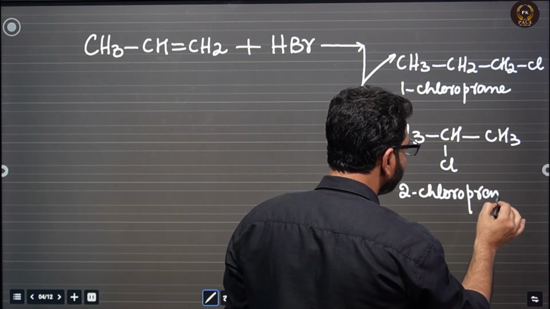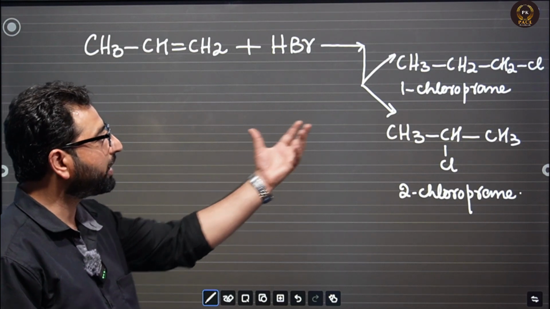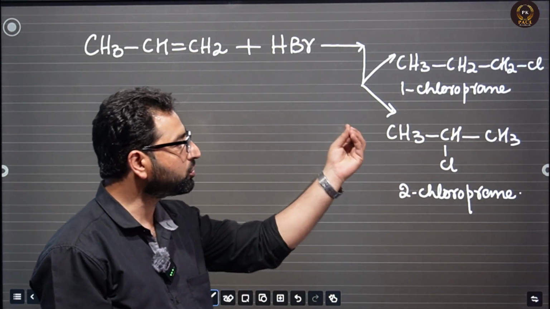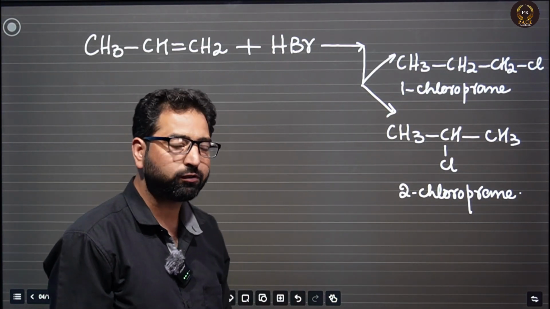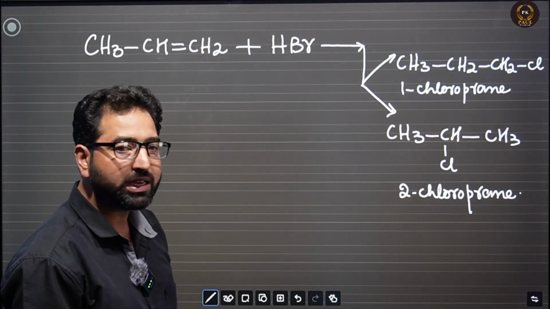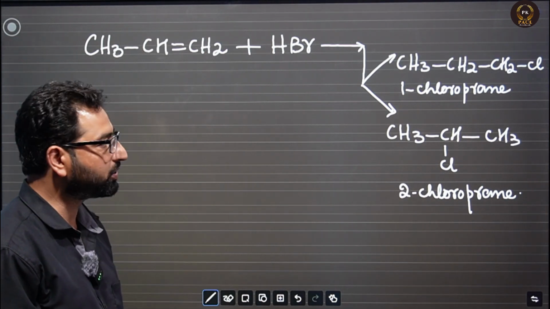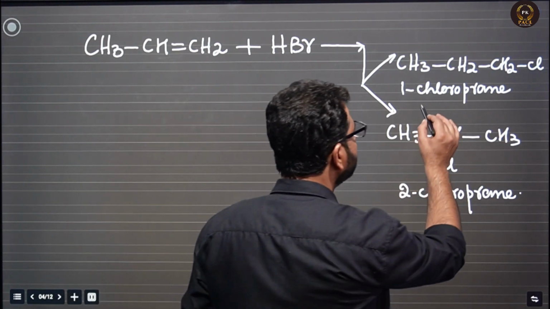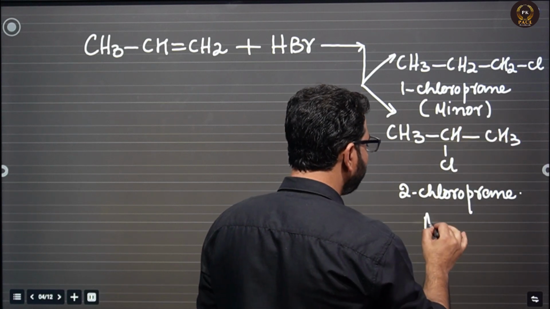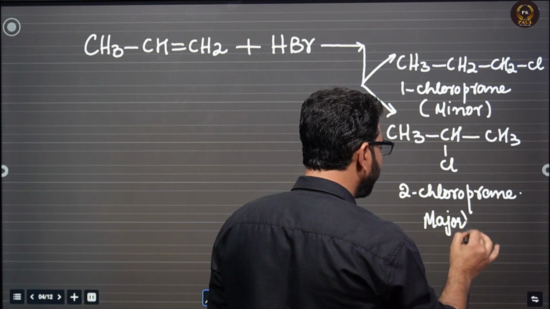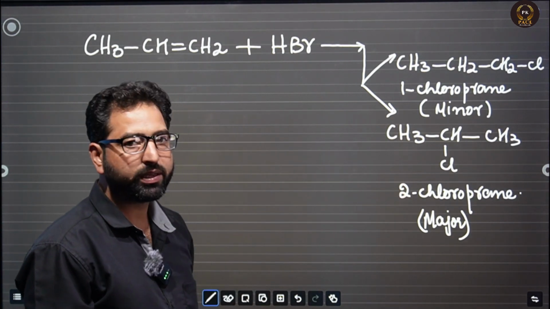You will ask, sir, if two products are formed, can you explain how they are formed? How is 1-bromopropane formed and how is 2-bromopropane formed? These are two different products. If we take an unsymmetrical alkene, we get two different products. I am saying this will be a minor product and this will be a major product, and we have to explain why this compound is minor and why this compound is major.